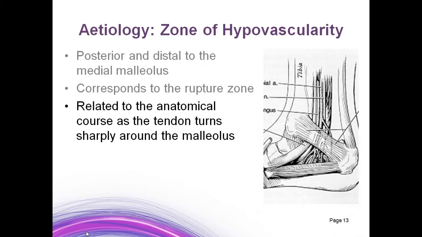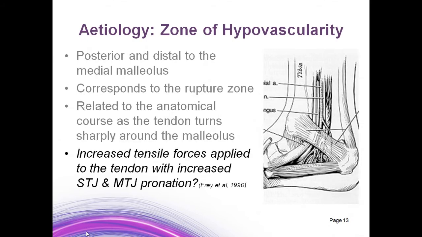Some have suggested that when the foot pronates, the tensile forces increase through the tendon, and we're referring to pronation of the subtalar joint and midfoot region. It's also thought that as the foot pronates, the gliding resistance between the tendon and the bony surface is increased, and that this could therefore increase those tensile forces and eventually lead to tendon rupture and breakdown.